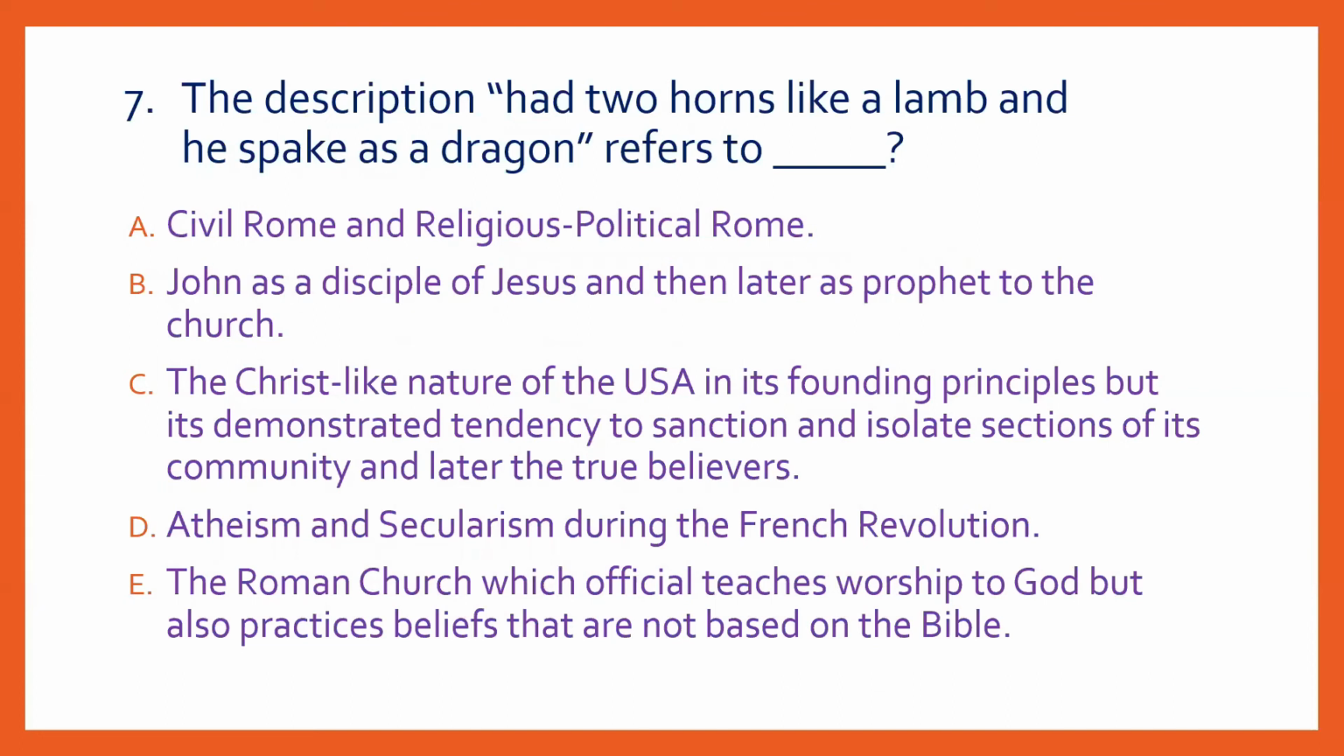Number 7, the description had 2 horns like a lamb and spoke like a dragon, which is used to describe the beast in Revelation 13 coming out of the land. It says he had 2 horns like a lamb and he spoke like a dragon. Does it refer to civil Rome and religious political Rome? John as a disciple of Jesus and then later as a prophet to the church? The Christ-like nature of the United States and its founding principles, but it should really say it demonstrated a tendency to sanction and isolate sections of the community and later the true believers? Atheism and secularism during the French Revolution, is that the 2 horns? The Roman Church, which officially teaches worship to God, but also practices beliefs that are not based on the Bible? What is referred to as the 2 horns in the beast here, like a lamb in Revelation?